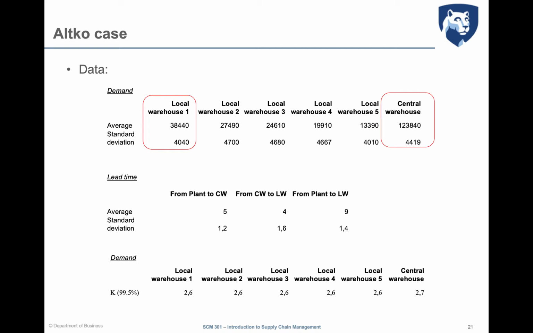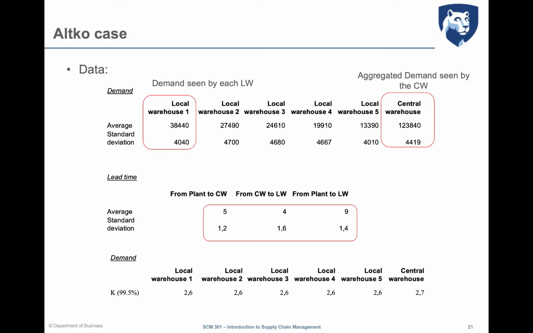which is 123,840 and 4,419. The lead time, so the demand seen by each local warehouse and the aggregated demand seen by the central warehouse. The lead time is this one. To go from the plant to the central warehouse, you need 4 days plus or minus 1.2 days. From the central warehouse to the local warehouse, on average 4 days plus or minus 1.6, and 9 and 1.4 for the plant to the local warehouse. And then we have the level of service.